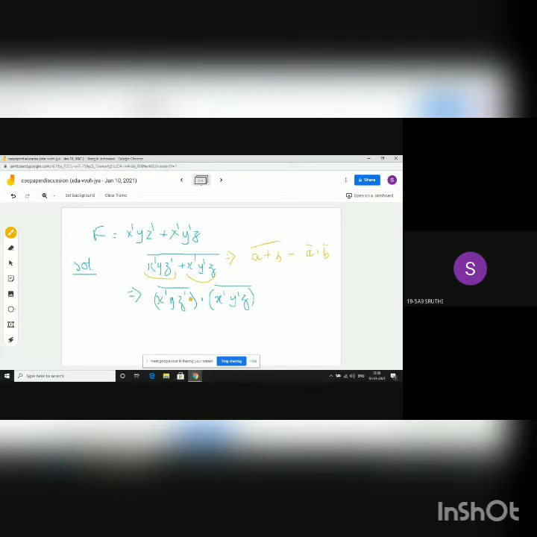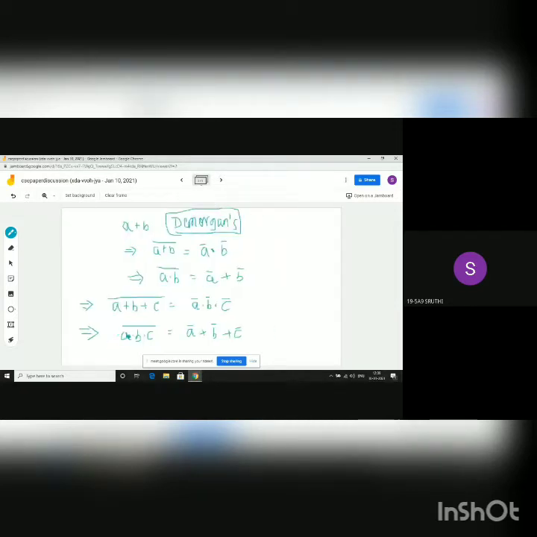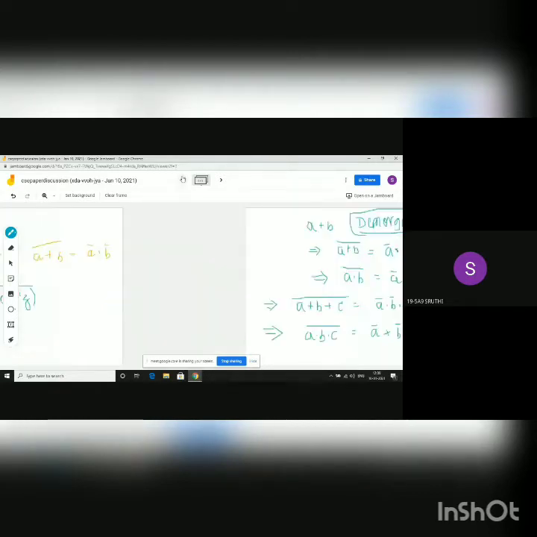Okay. Now, here we have two separate functions. Let us see the first bracket, that is x complement y z complement. We know that from De Morgan's law, (A into B into C) whole complement equals A complement plus B complement plus C complement.